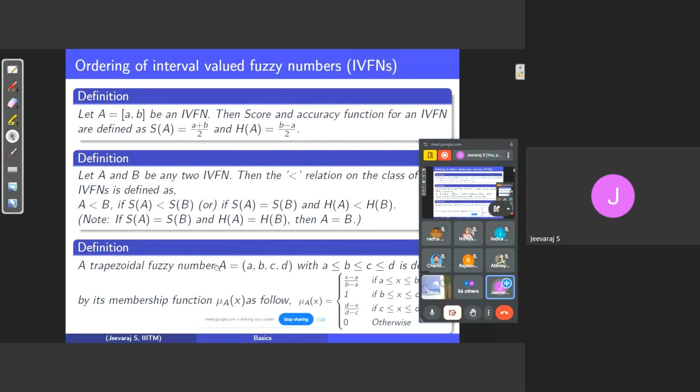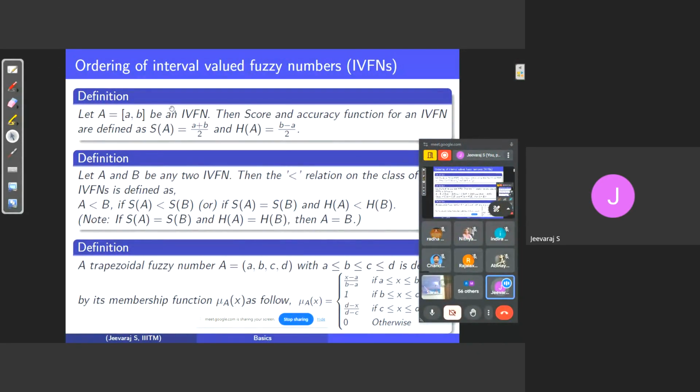Now, let me get into the ordering principle. How are we going to compare the ordering of interval valued fuzzy numbers? What are we given? We are given two interval valued fuzzy numbers. An interval valued fuzzy number is nothing but a closed interval. You can understand it in simple words in this way.